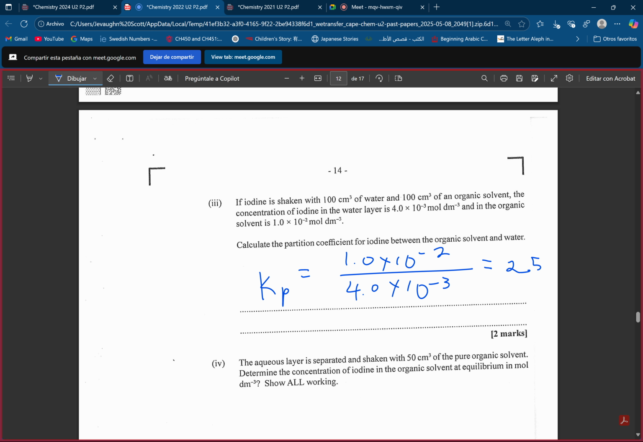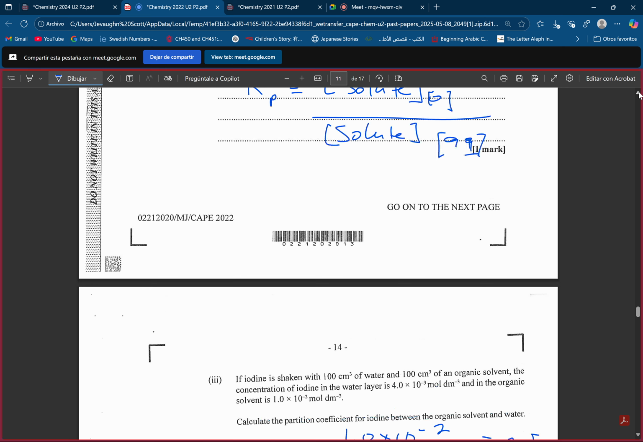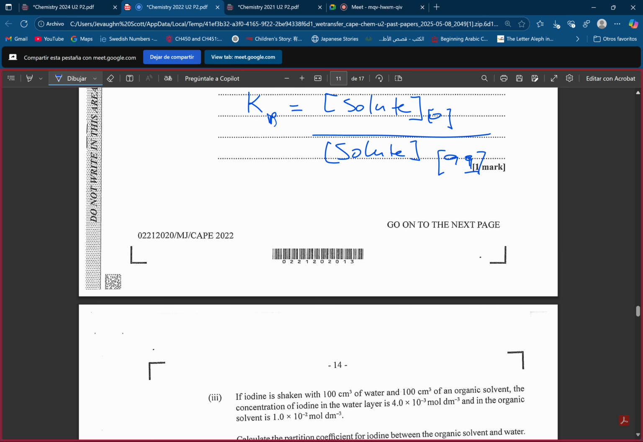And we say chemistry is hard. Both the units will cancel out. The mole will cancel out, the dm³ will cancel out. This Kp has no units. Technically, it should be KD, my bad. I'm writing Kp, it should be KD. My apologies.